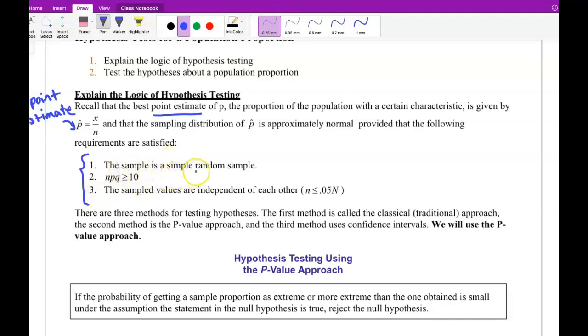The sample is a simple random sample. So the first part, we should have a simple random sample. Then here n, the sample size, times p times q should be greater than or equal to 10. And the third one is that the sample values are independent. What that means is the sample size is less than or equal to 5% of the population size. So this was the sample size, and here was the population size.